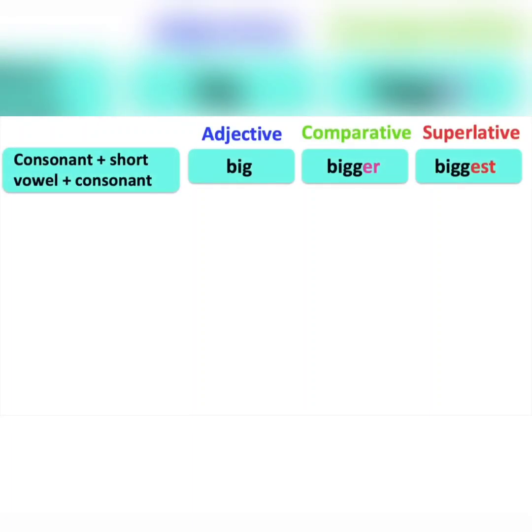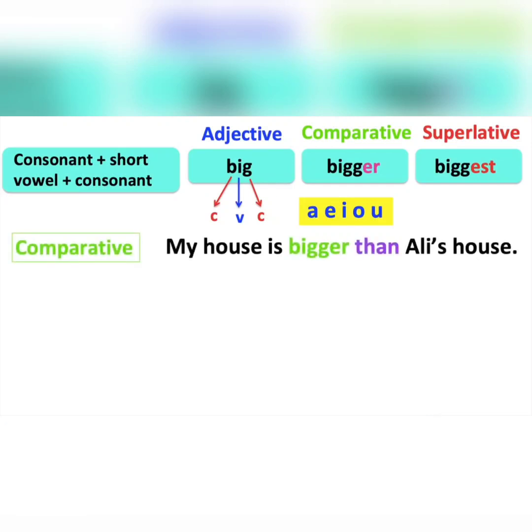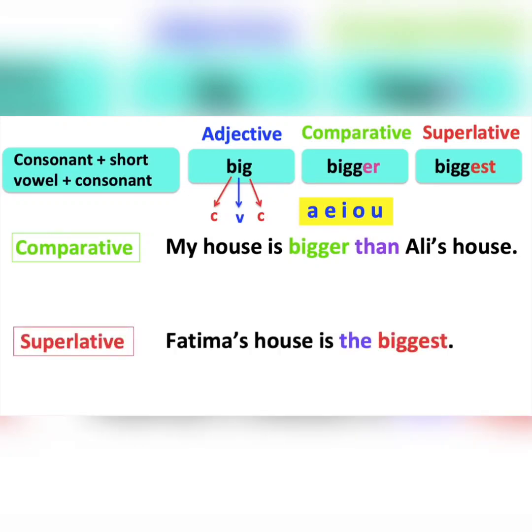For adjectives with a consonant, short vowel, consonant spelling, the final letter is doubled before adding the ending. There are five vowels in English: A, E, I, O, U, and sometimes Y. The adjective big has a consonant, vowel, consonant spelling. My house is bigger than Ali's house. Fatima's house is the biggest.